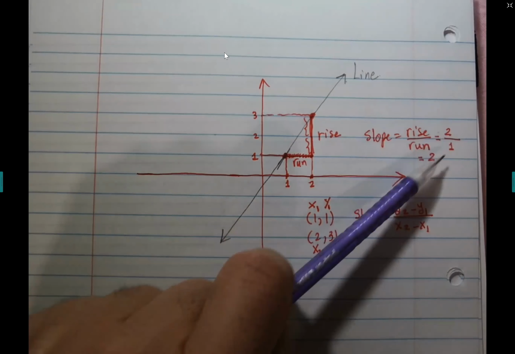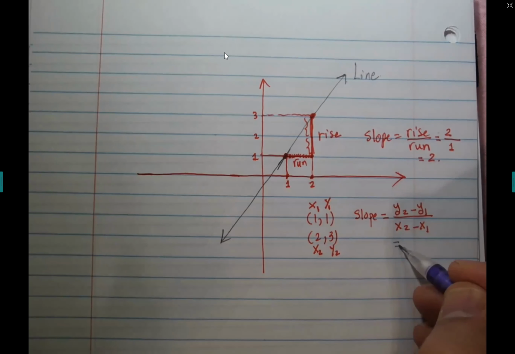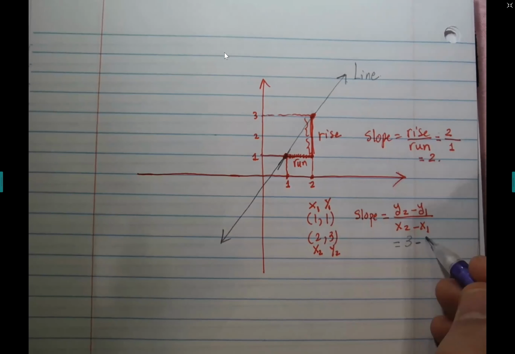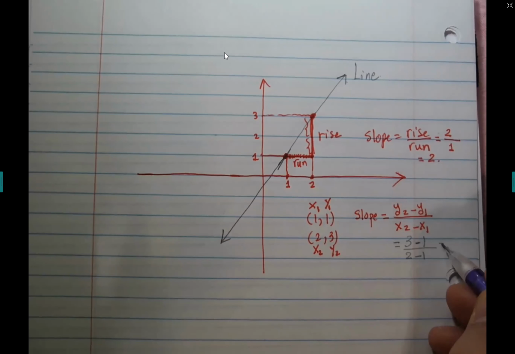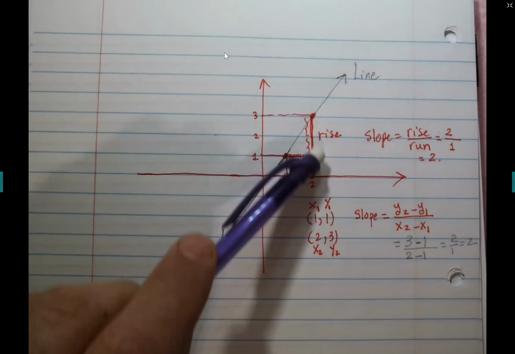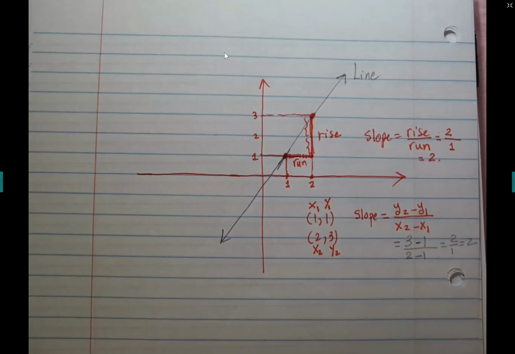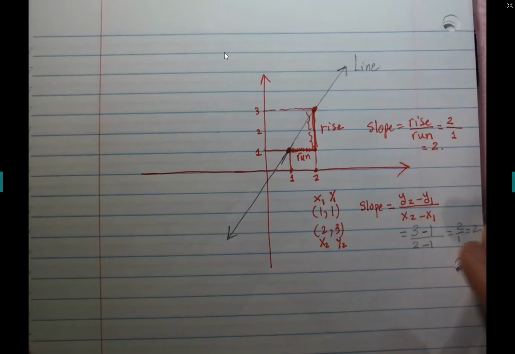Let's see if I still get that 2. If I don't get that 2, I'm in trouble here. So let's see. y2 is 3 minus y1, which is 1, divided by x2, which is a 2, minus 1. And do the math, guys. It's going to be 2 over 1, which is 2. And this is how we determine the slope of a line. Rise over run. Possible questions you might see in the skills review, guys, something like that. Let me show you.